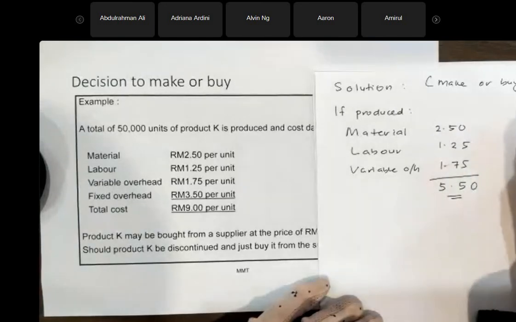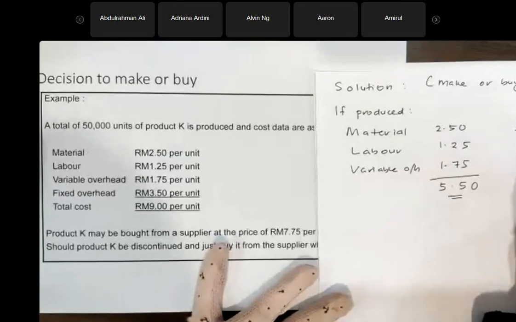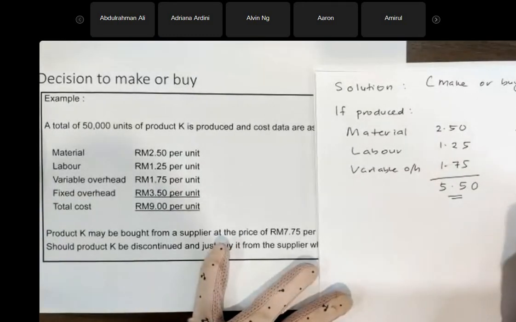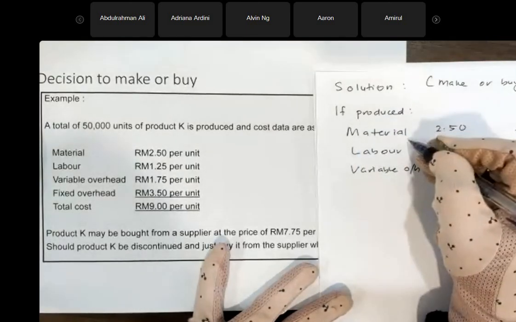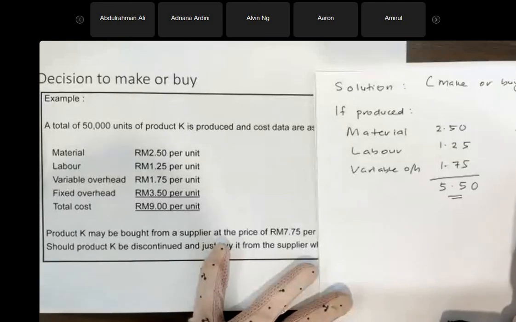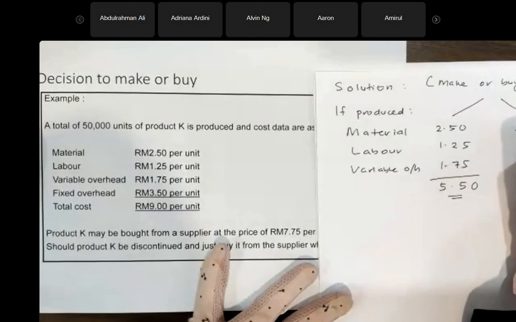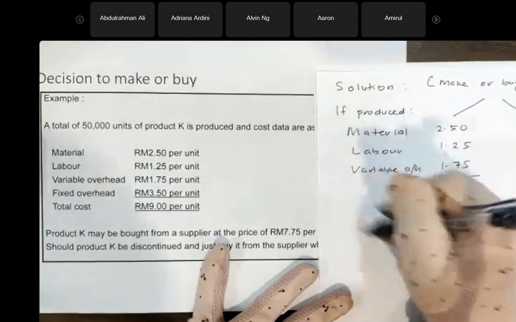Tadi supplier dia offer RM7.75. So you can see the difference. And this is when you want to make, and this one you want to buy. Ni make, ni buy. Okay. So ni buy from supplier.